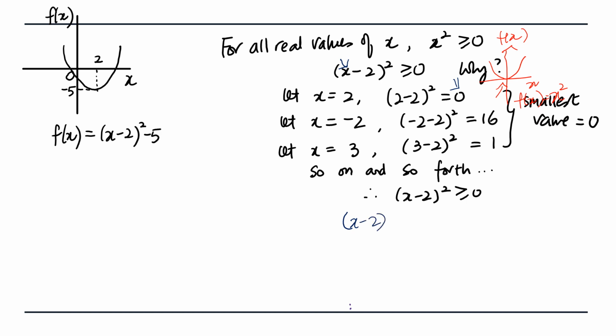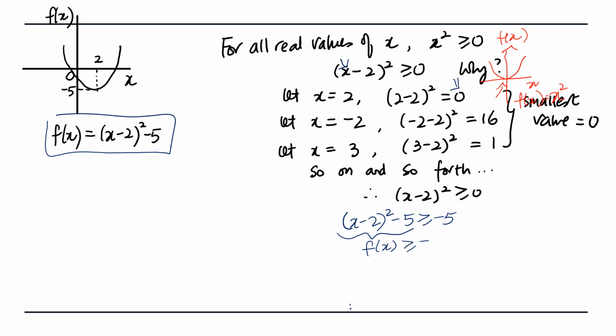Subtract 5, sorry, not negative 5. We're going to subtract 5 on both sides of the inequality. So when you subtract or add on both sides of the inequality, you don't have to flip your inequality sign. Right, we're going to replace this with your f(x), because your bracket (x minus 2) squared minus 5 is actually your f(x). So replace it with f(x).